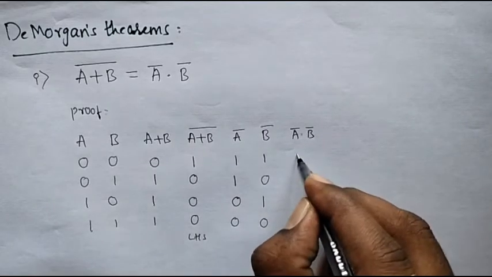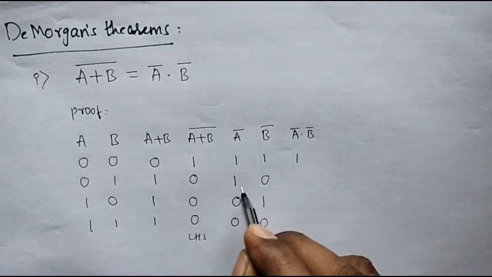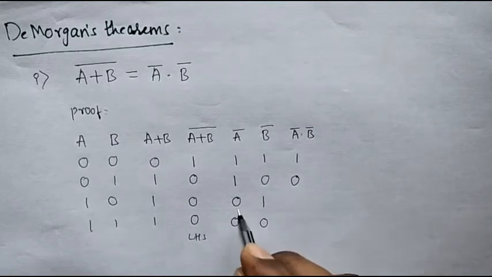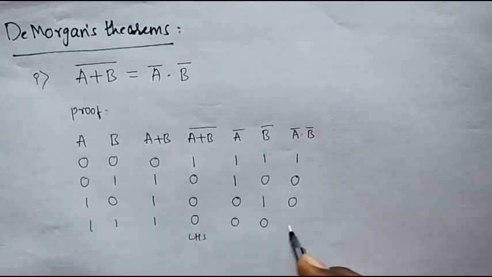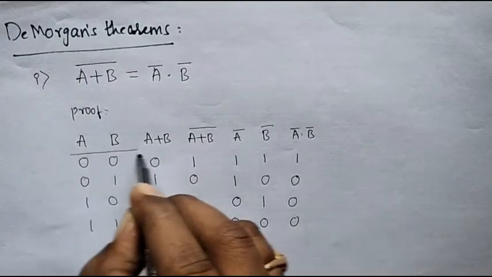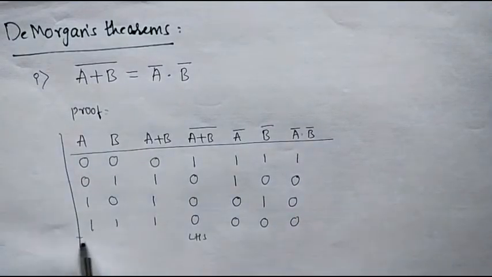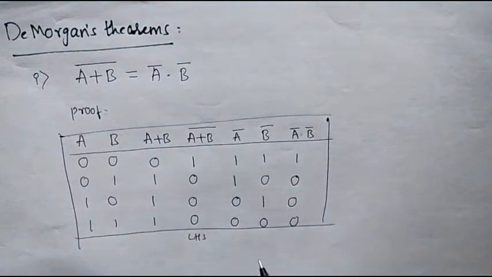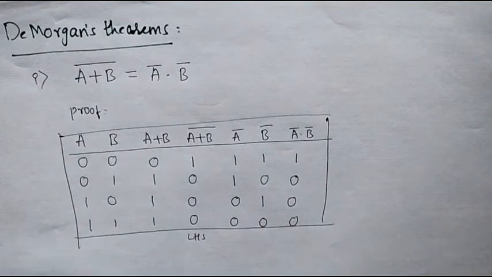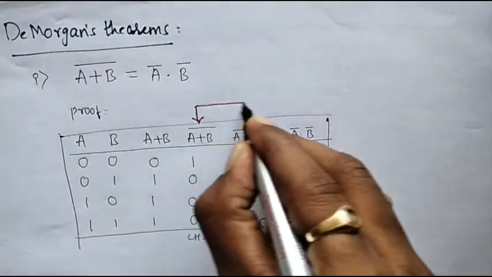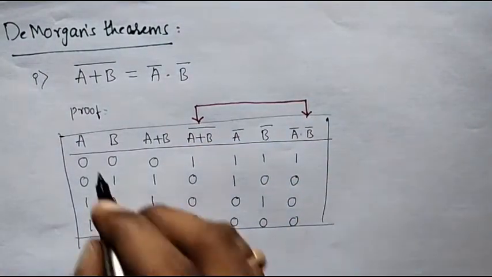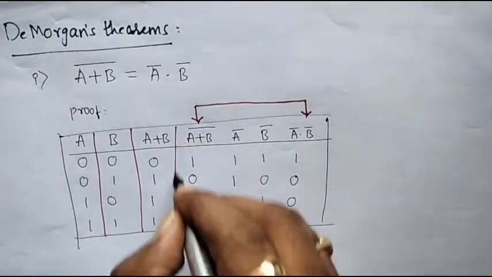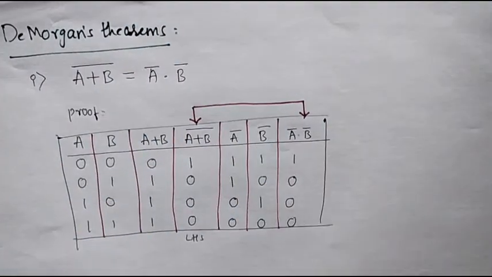1 dot 1 is 1, 1 dot 0 is 0, it's an AND operation. 0 dot 1 is 0, 0 0 is 0. So this is the operation of De Morgan's theorem. Here we can observe this is equal to this column. Therefore, De Morgan's theorem is proved.